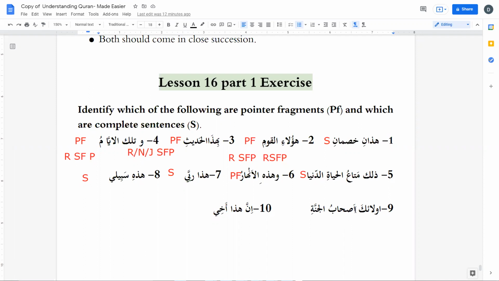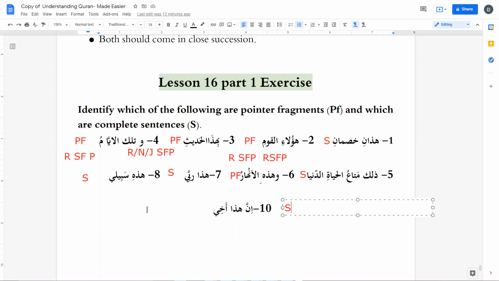Ula'ika ashabul jannah. These are the companions of Jannah. So is this a pointer fragment? Do you see a pointer fragment here? No. Yes, you are right. There's no pointer fragment. Why? Though we can see ism ishara here, ula'ika, which is the plural ism ishara for far objects, and we also see an ism with "al", there is a word in between. So it cannot be a pointer fragment. It's a complete sentence.